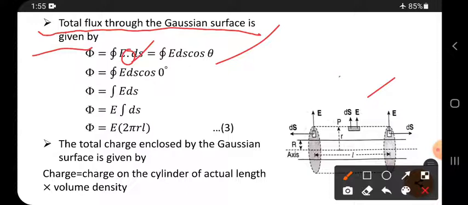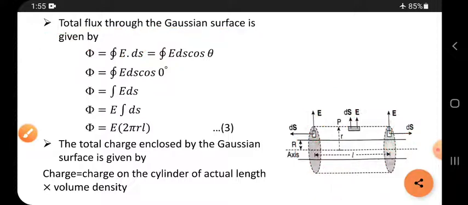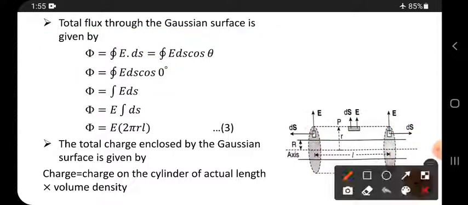But P lies outside, so I am not going to consider these two sides. Why? Because we already know that no flux is contributed through these two sides. The only flux contribution is from the curved surface. So I am applying it directly to the curved surface only.